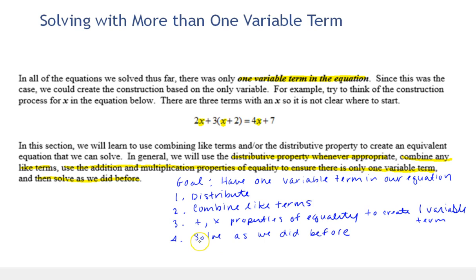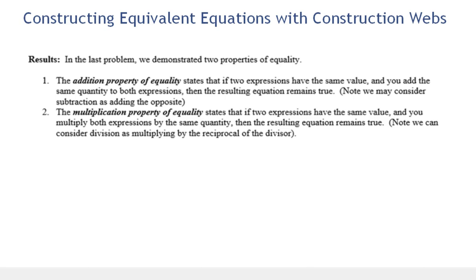And we're also going to connect this idea of how we constructed and deconstructed to using the addition and multiplication properties of equality. So let's remind ourselves what that is. So here is our slide with this information, and this is in your media lesson packet from the second or third video. The addition property of equality states, if two expressions have the same value and you add the same quantity to both expressions, then the resulting equation remains true. Note, we may consider subtraction as adding the opposite.